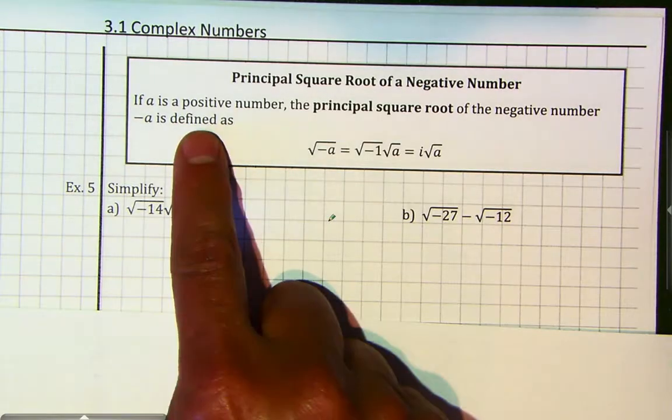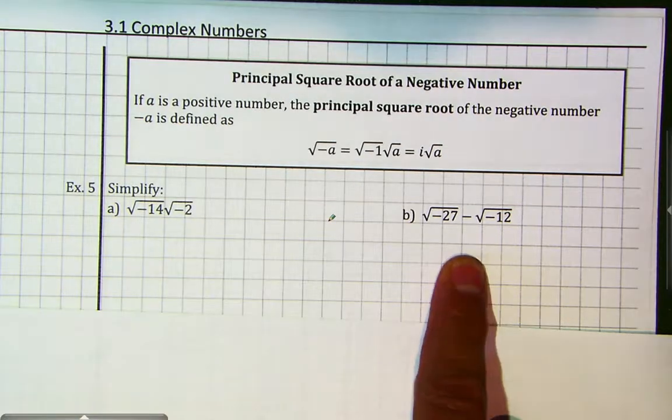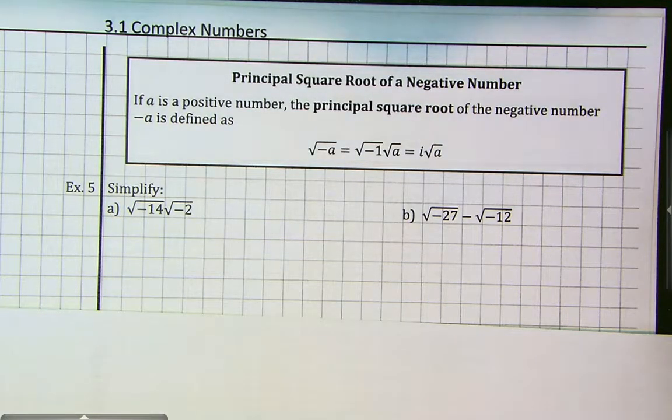So take the time to copy down your card and copy example number 5, and we'll start once you're ready.